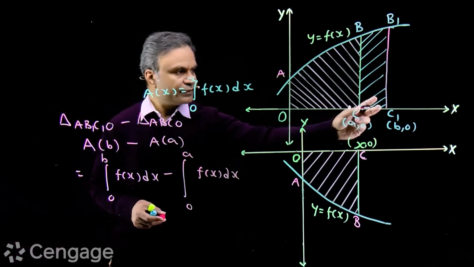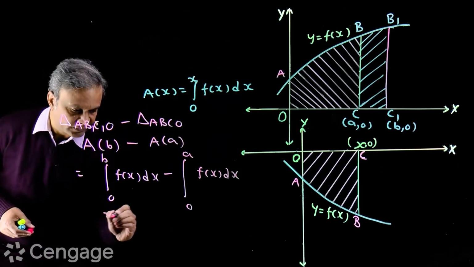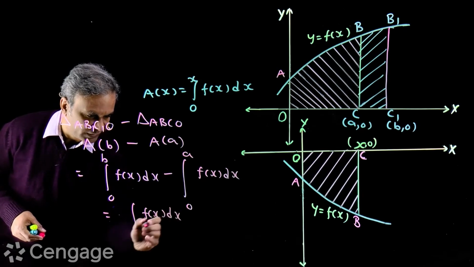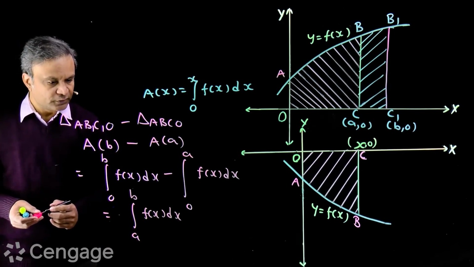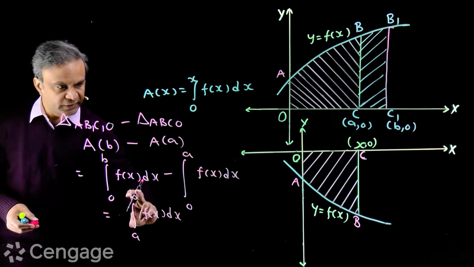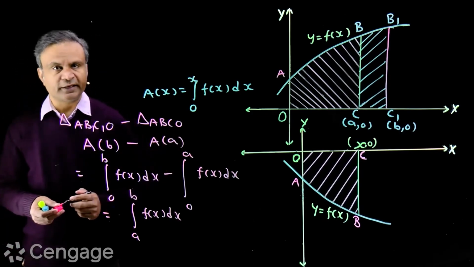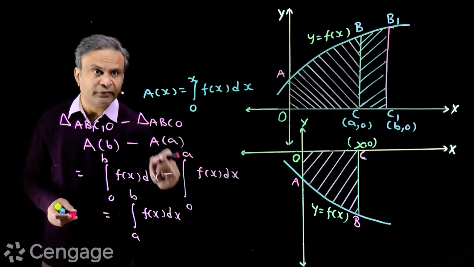now this area is between limits x is equal to a and x is equal to b. So we can write like this: integration of f of x between the limits a and b. So we have integration of function f of x between limits a and b is a of b minus a of a. ठीक है ना? This is the fundamental theorem of definite integration.